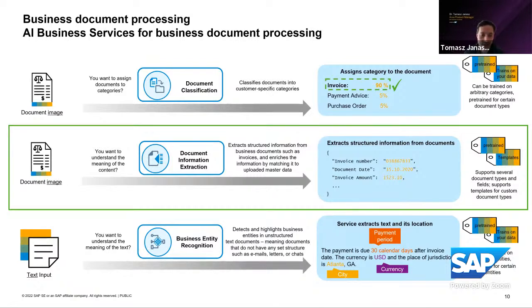And the last service in this portfolio of AI business services for business document processing is business entity recognition. It's kind of an SAP development of named entity recognition. This service takes text as input, such as, for example, an email body, and detects any type of named entity. And in the blue box, you can see 3 potential examples of such business entities that can automatically be extracted. For example, the payment period, the currency, the city, and so on.